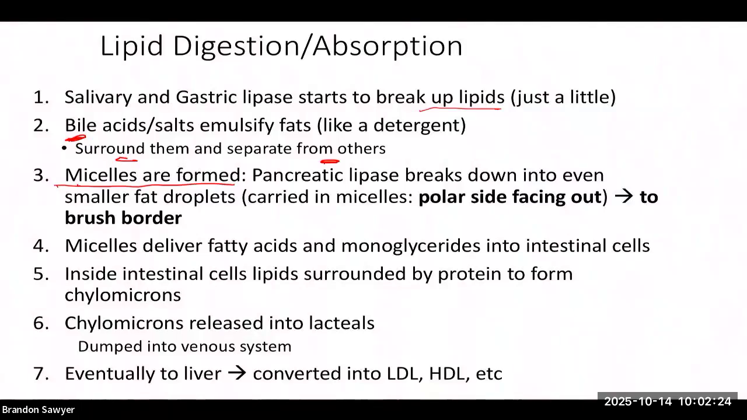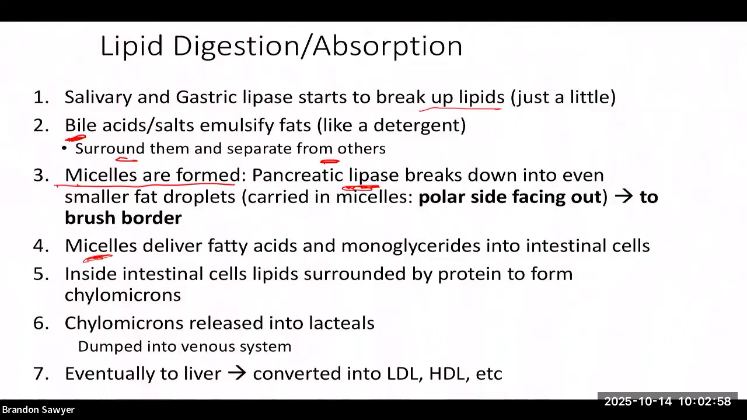And so micelles form this transport mechanism through the intestines, because fats don't float well through a water-based medium, right? So we need to shuttle them over to the walls of the small intestine, and that's what the micelles do, okay? And then we're also releasing pancreatic lipases into the small intestine as well. This takes us down into smaller fat droplets, broken down smaller when we get to this point.